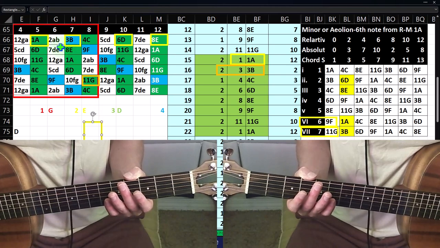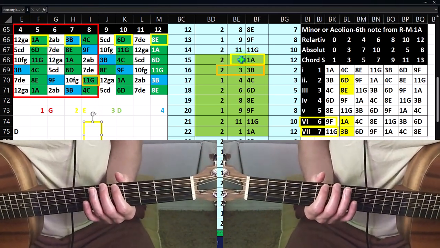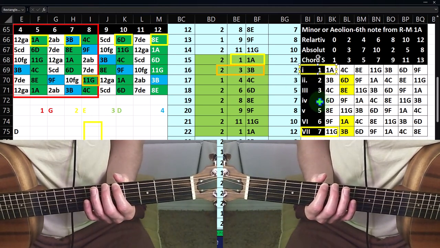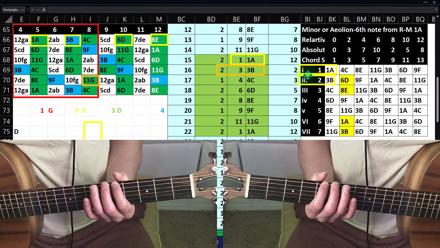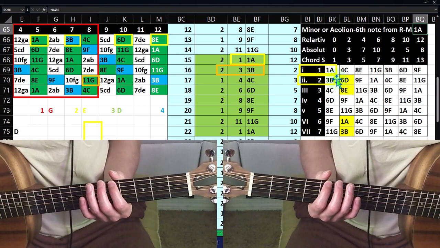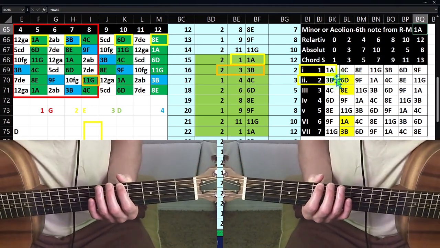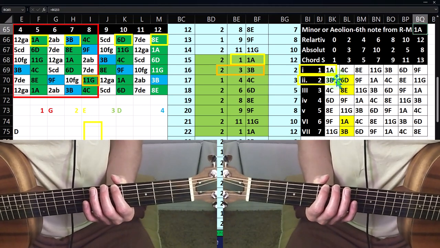So we'll start then with the A. So now we're on the A. And I'm going to say that's going to be the A here. I'm going to say that's relative position one of the scale of A minor. So I'm in A minor, not C major. So now the A is relative position one, which is note one, A minor.